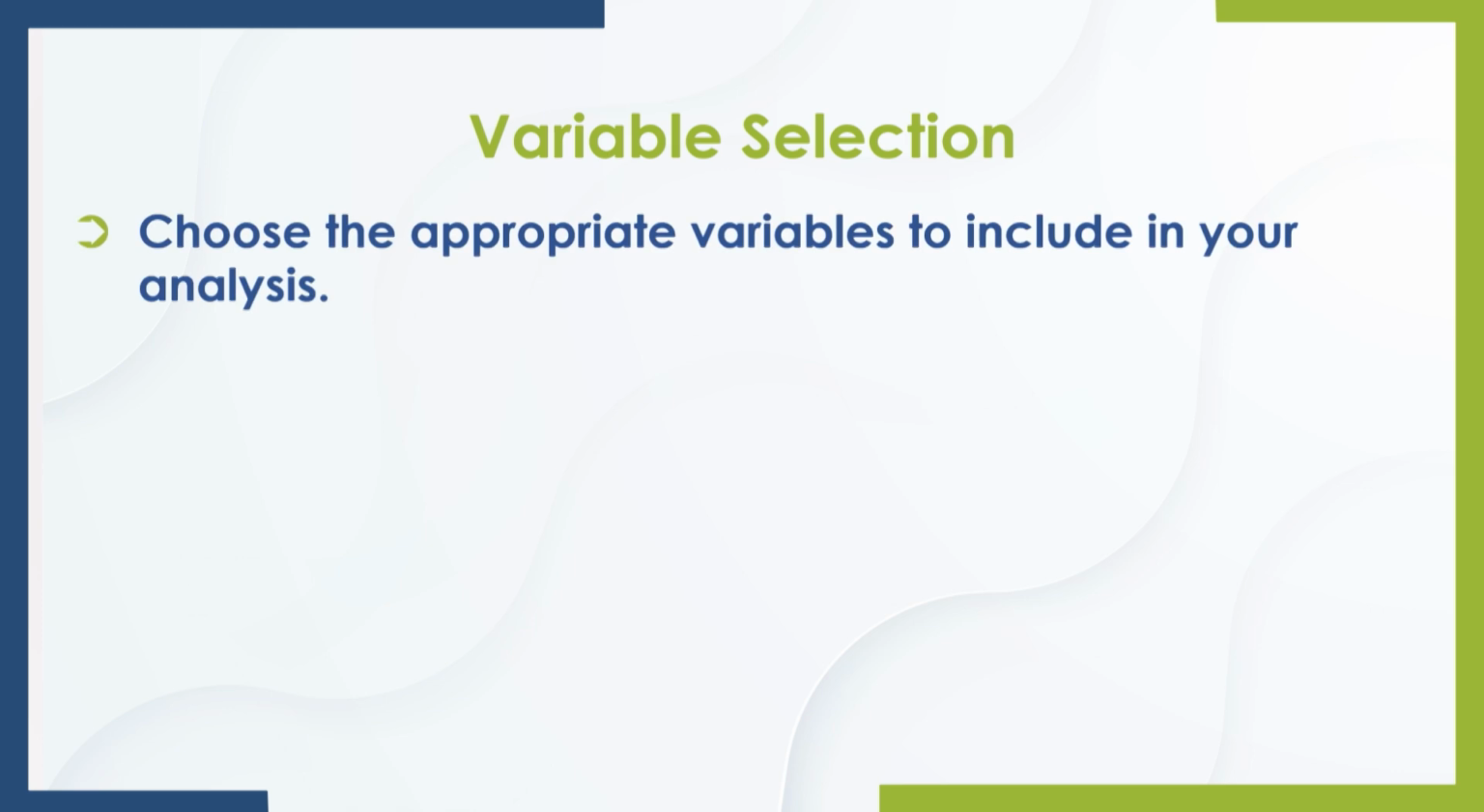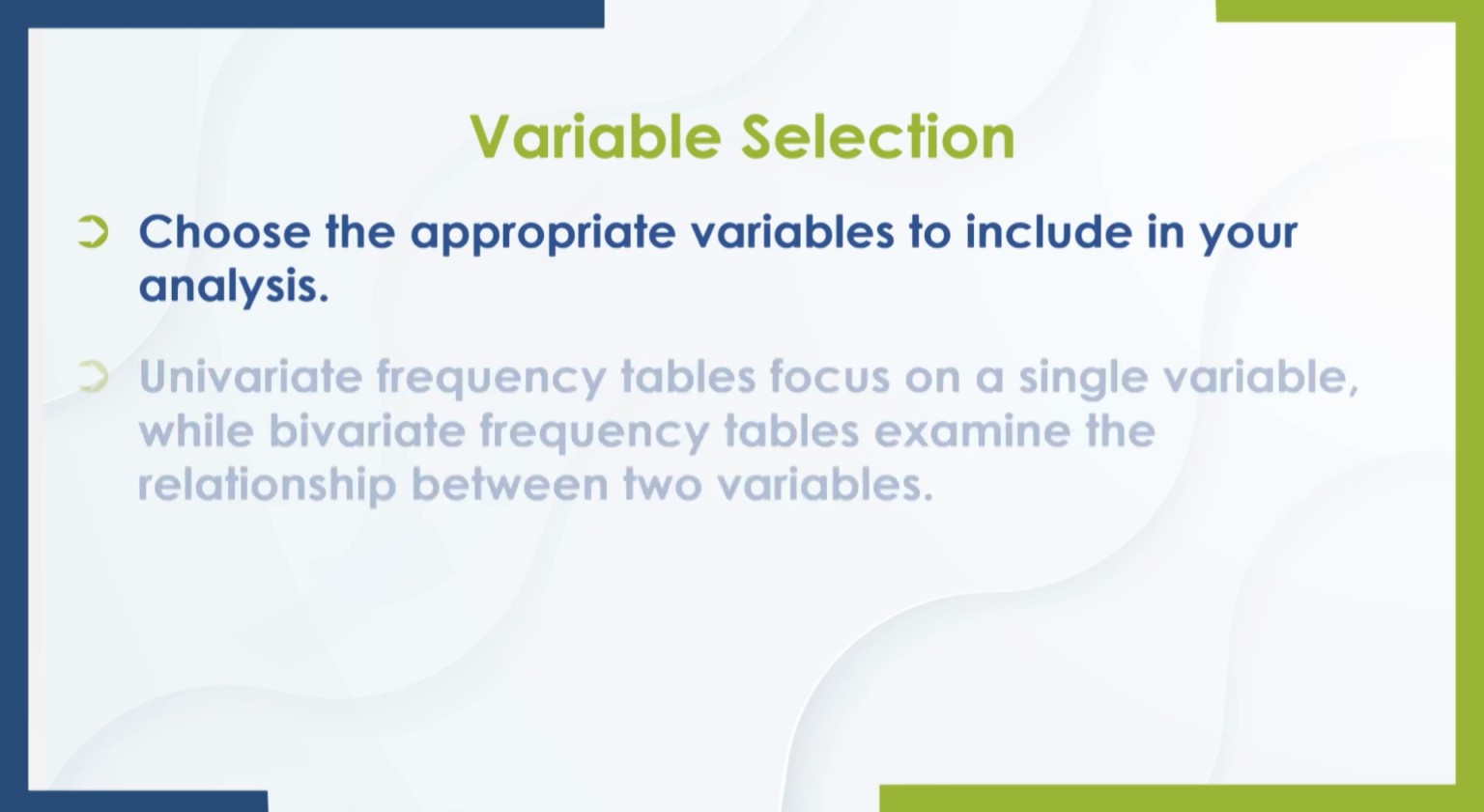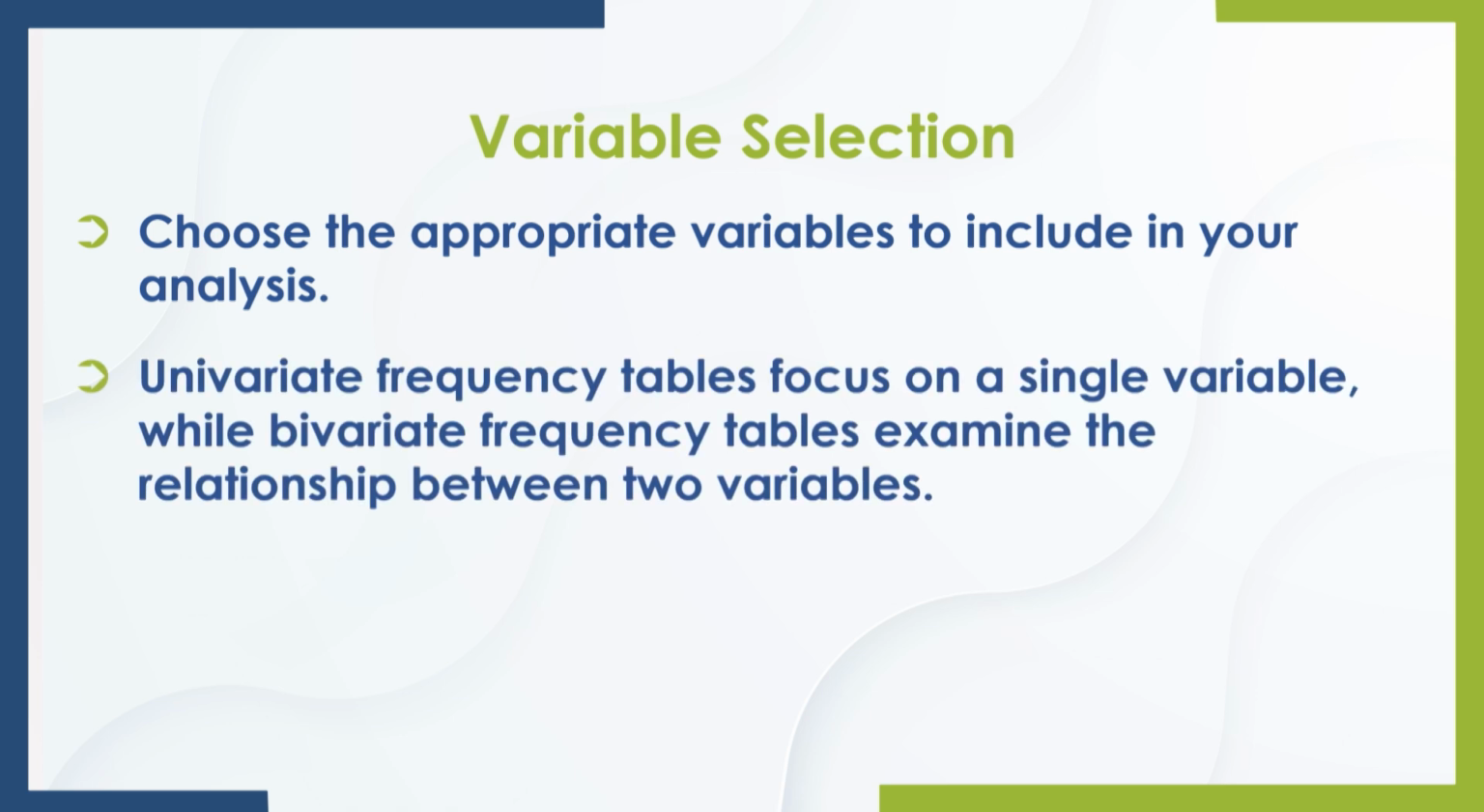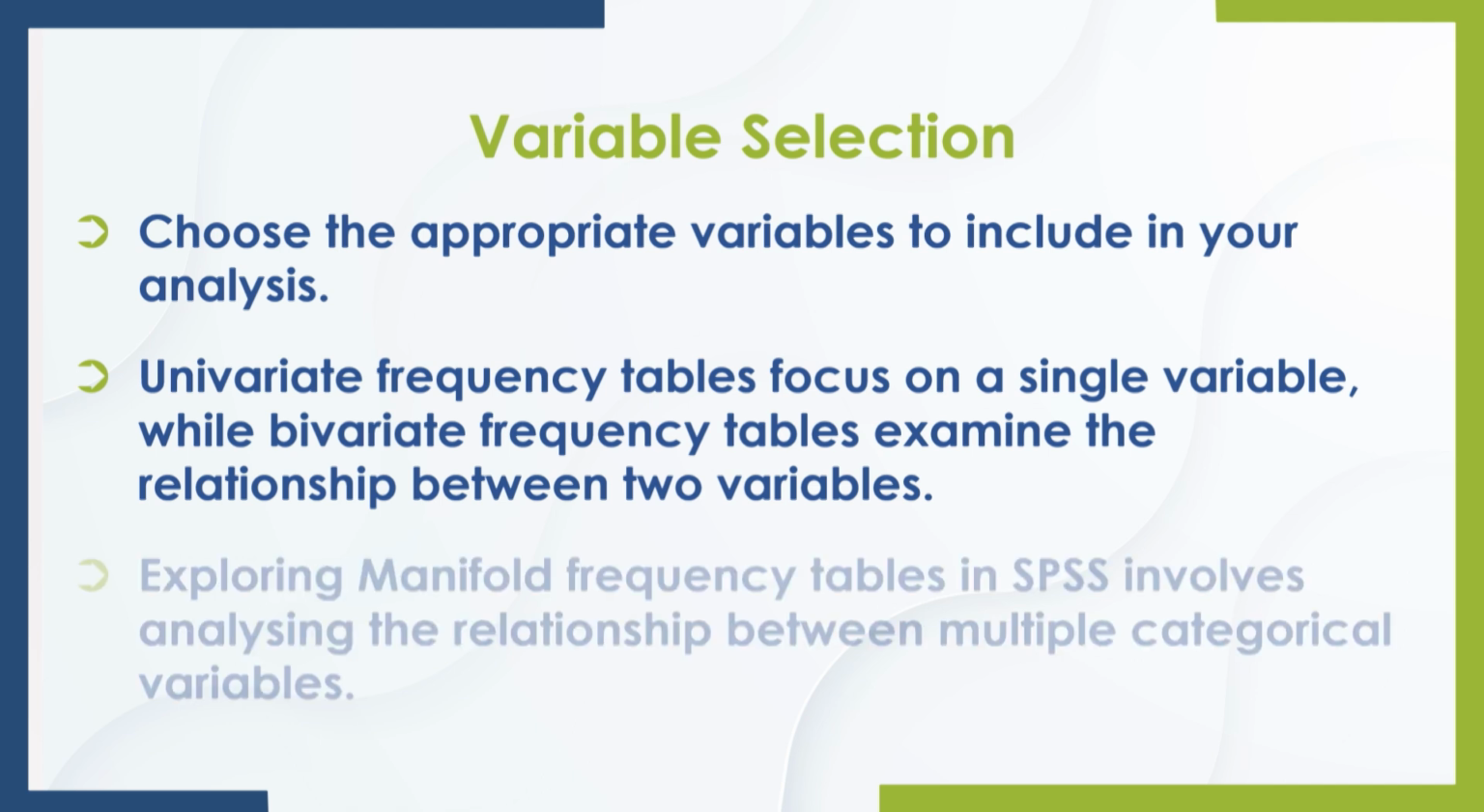Dear students, let us begin with the third part of the lesson, in which you will learn about exploring bivariate and manifold frequency tables. Variable selection. Choose the appropriate variables to include in your analysis. Univariate frequency tables focus on a single variable, while bivariate frequency tables examine the relationship between two variables.